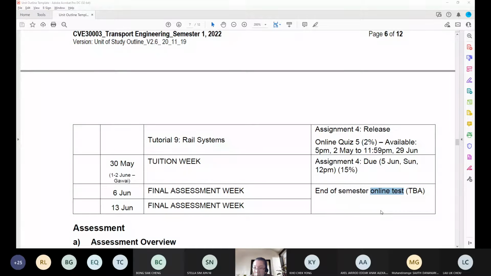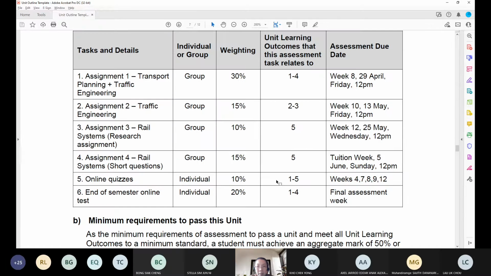Okay, there's another question. Are there 4 assignments, continuous 1? Yes, you are right. There are 4 assignments. In fact, let me just bring you here. I think this will be clearer.